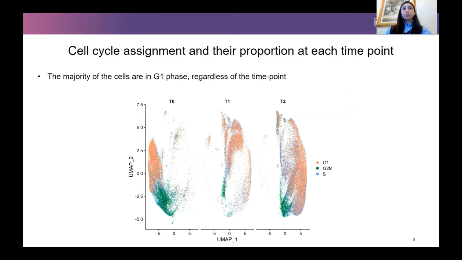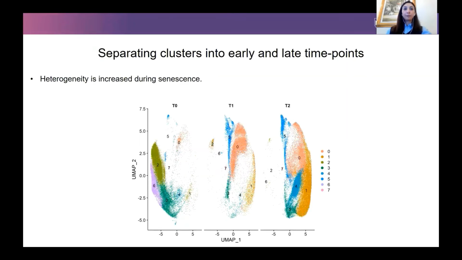So again, what I wanted to check was whether that G2M cluster contains any cells from T0 and T2. And as you can see here, in this G2M cluster there are some of our senescence cells that are proliferating. That was really strange and interesting at the same time, because we knew that these cells are senescent, but it was interesting to see why there is high expression of G2M genes in these clusters. But again, the majority of the cells were in G1 phase regardless of the time point.